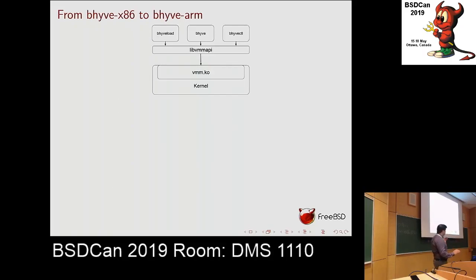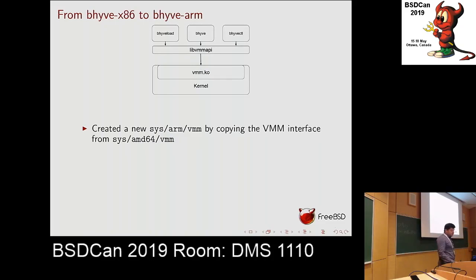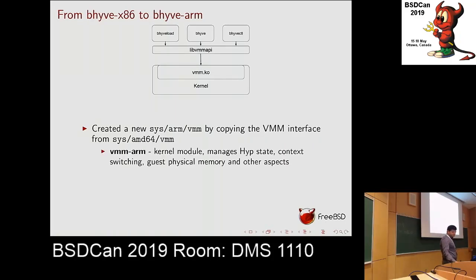Okay, let's see how we get from Bhyve x86 to Bhyve ARM. We have all the modules I presented earlier: the kernel module vmm.ko, the libvmmapi API, and also bhyve, bhyveload, and bhyvectl. We created a new directory in sys/arm/vmm by copying the vmm interface. So basically, we took each interface from vmm and copied it to ARM, and also got rid of all of the x86 registers. The interface from AMD64 actually has a lot of x86 dependent parameters. And we created a new module called vmm-arm.